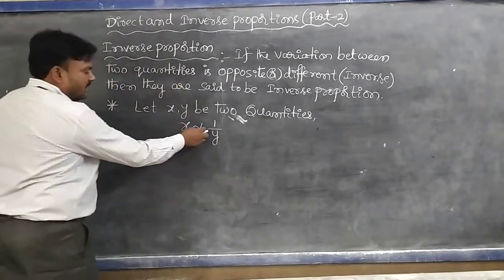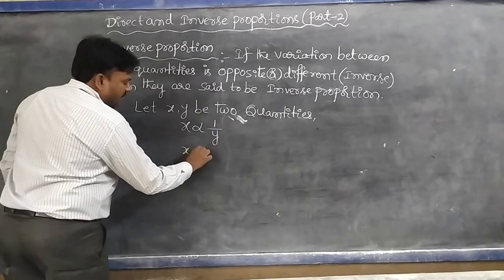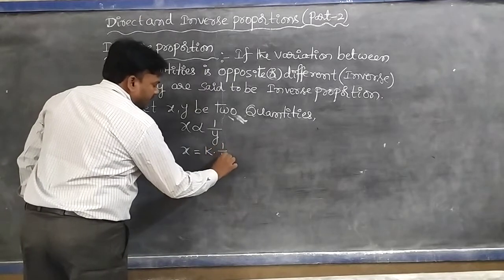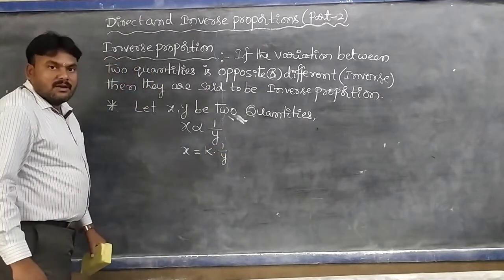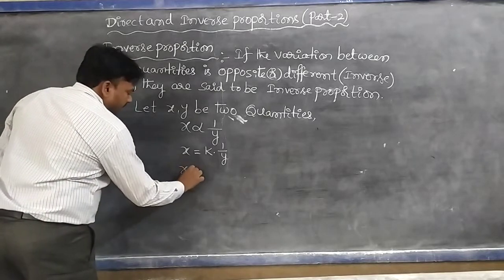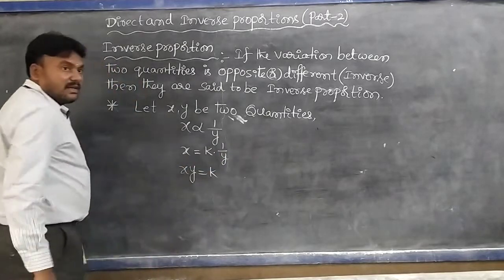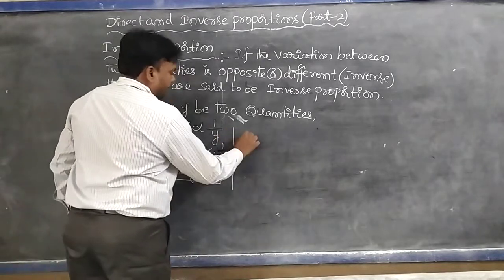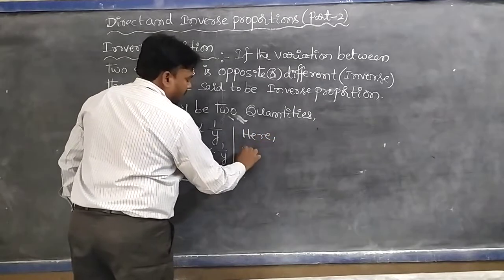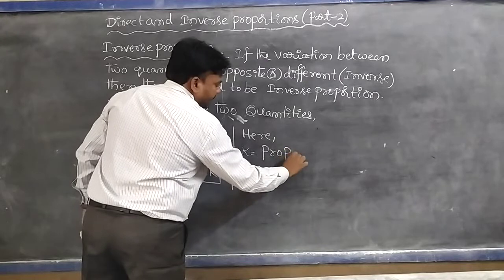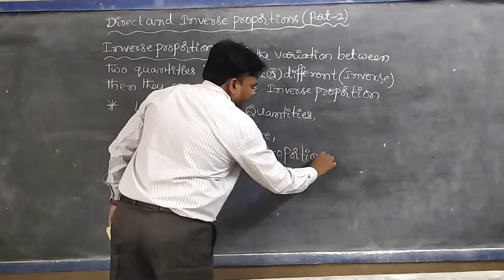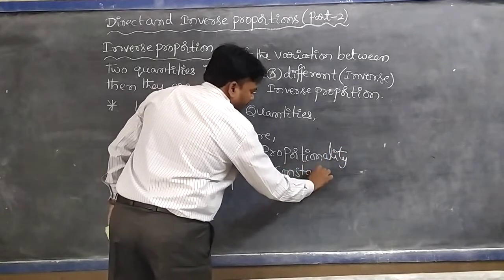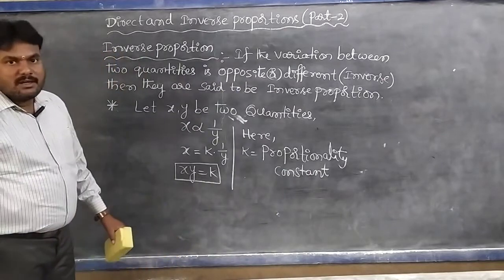If you remove this symbol, we know very well that it implies an equality symbol along with one constant. x equal to k into 1 by y. Cross multiplying, then xy equal to k. This is the main important point, students. Here k is the proportionality constant.